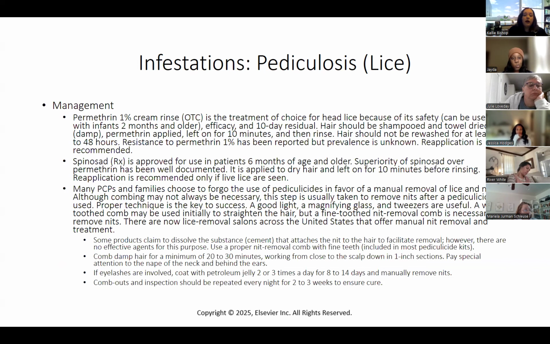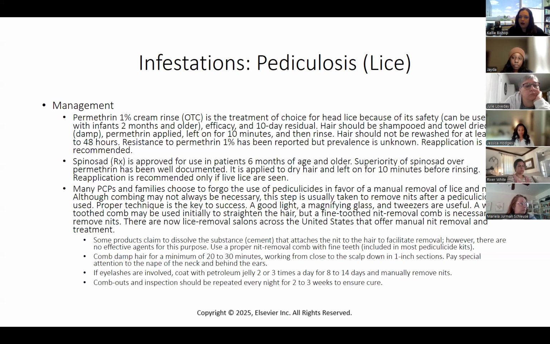So initially, we do the permethrin 1% rinse. They can get it over the counter or you can prescribe it. And it can be used in infants 2 months and older. They should shampoo their hair, towel dry it, then put the permethrin on for 10 minutes and then rinse it off. And then again, wait a couple days to wash their hair.